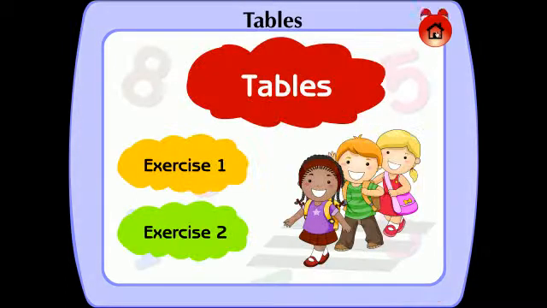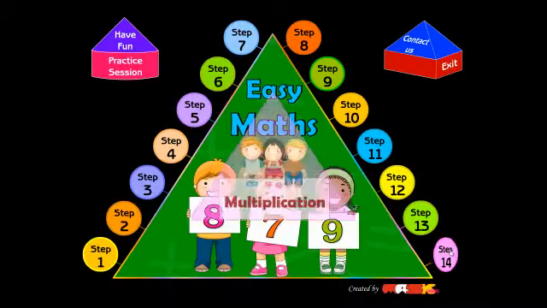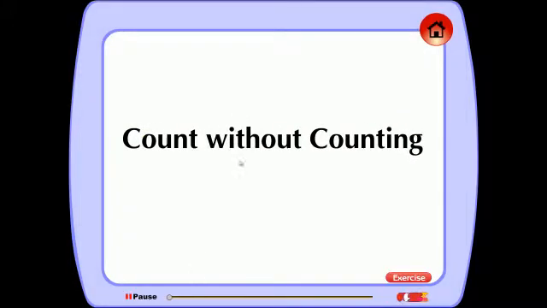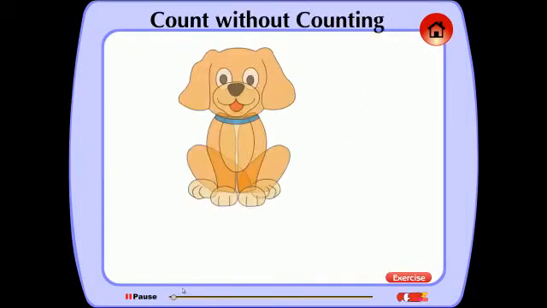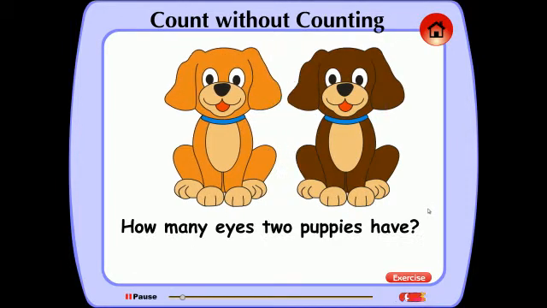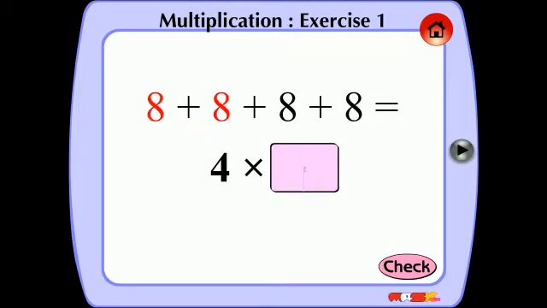7 tens. Count without counting. How many eyes does a puppy have? Yes, 2 eyes. How many eyes do 2 puppies have? 8 plus 8 plus 8 plus 8 is equal to. Correct.